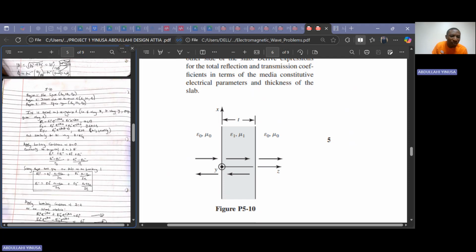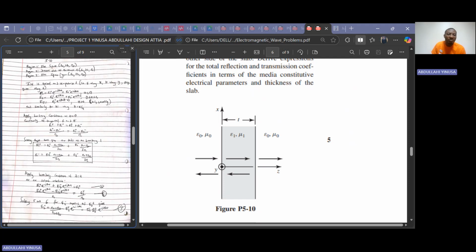This is the derivation. The first medium, second medium, right? The first medium, which is this place, is free space. The third medium is in free space. This is the medium, which is not free space. Okay, that's the step. So I said we are going to add the incidence and then the reflection.